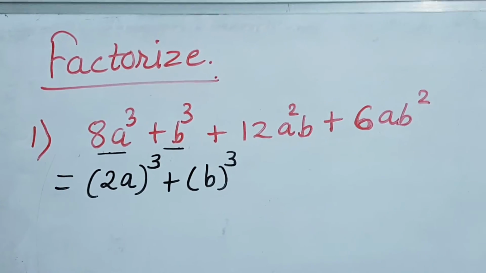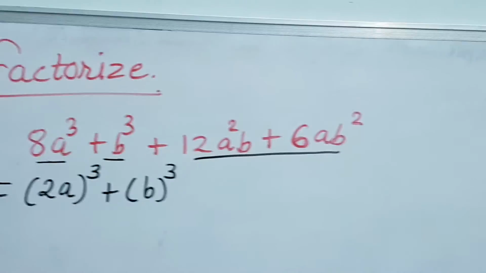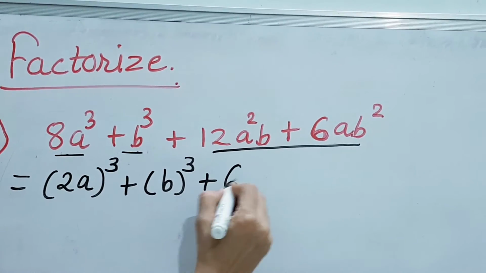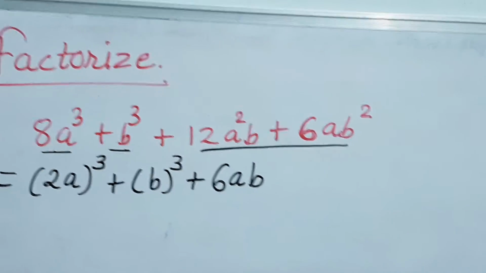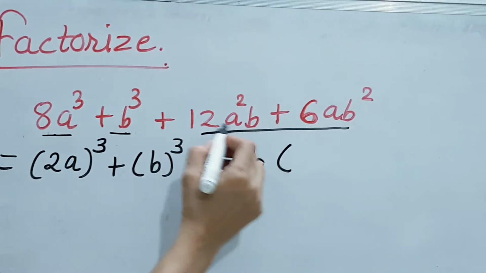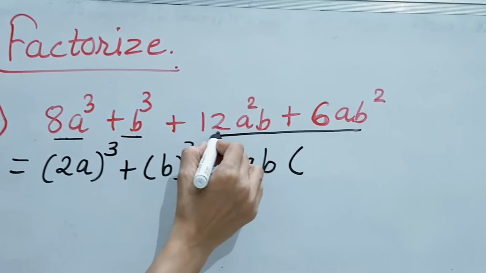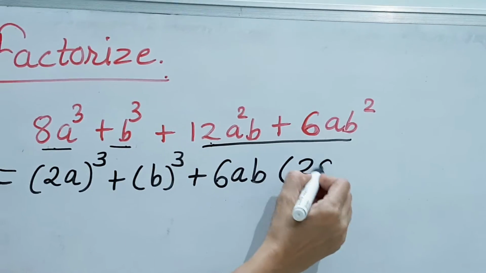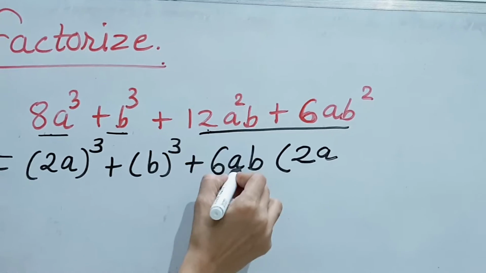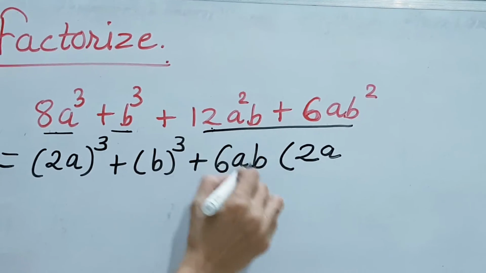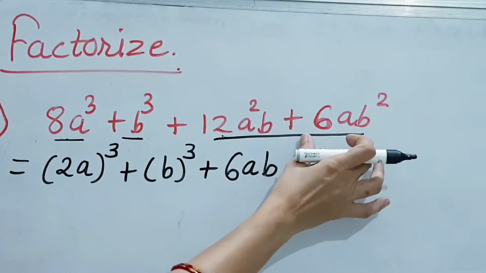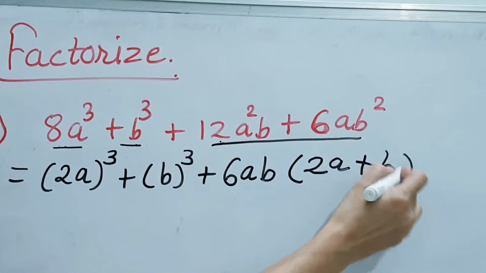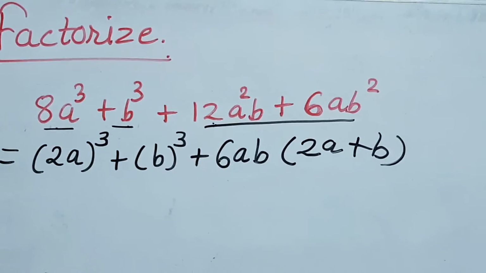Correct? Later on, what is common in the last two terms? The common is 6ab. If 6ab is common, what is the remaining number? 6 times 2 is 12, that means 2, and what is common? a, because 1a is here, so a and b should be common. 6ab is common. What is remaining? Only b. Clear?